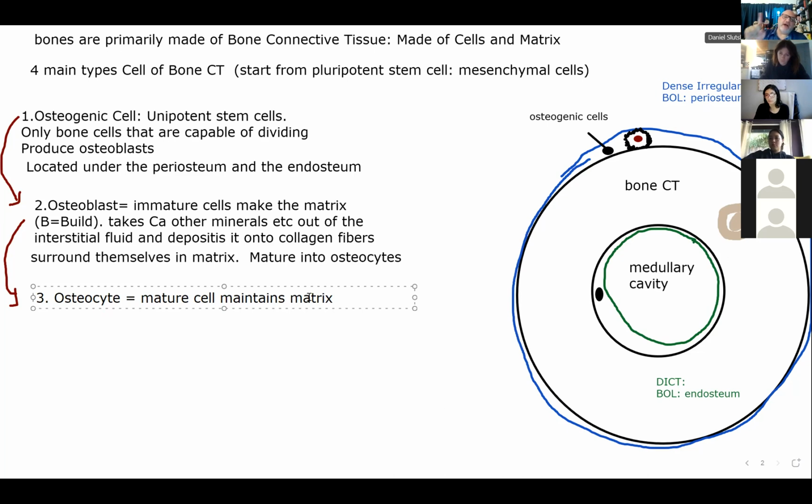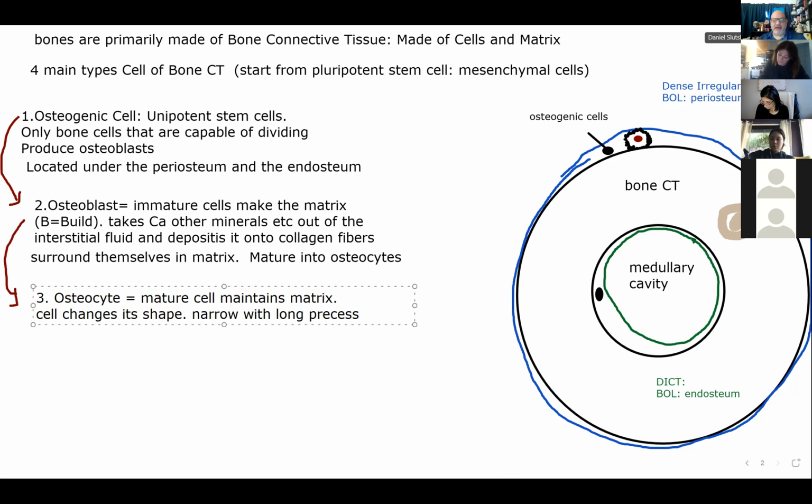Now, there is one other big difference between the two. When it matures into an osteocyte, the cell changes its shape. The cell becomes very narrow with long processes that come out of it. That's how I spell processes. I'm going to exaggerate the size of this over here. So we've got this elongated cell that has these processes that come out of it. We'll actually see when we look at our lacunas that our lacunas have all these lines radiating out of them.